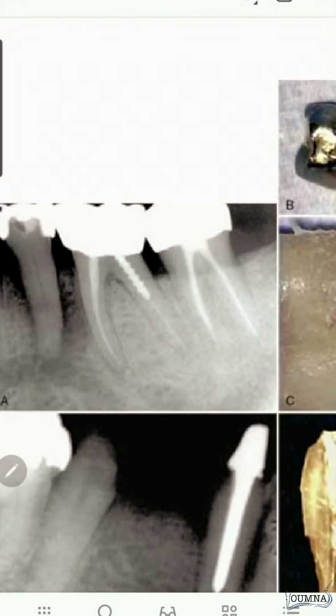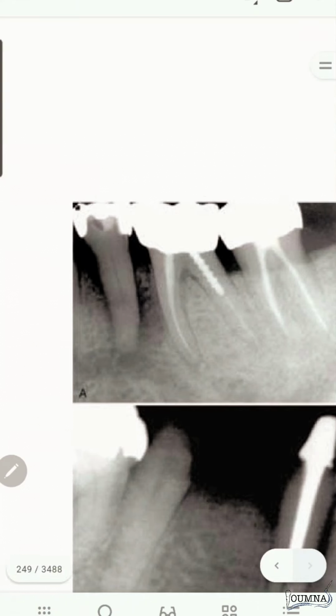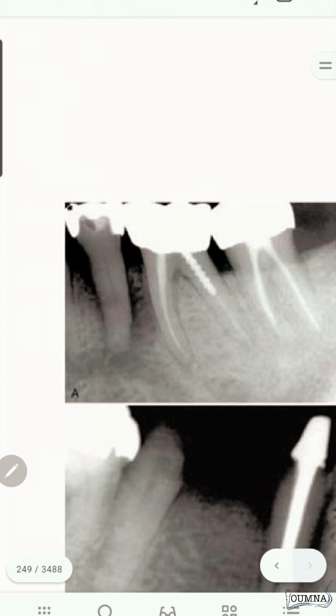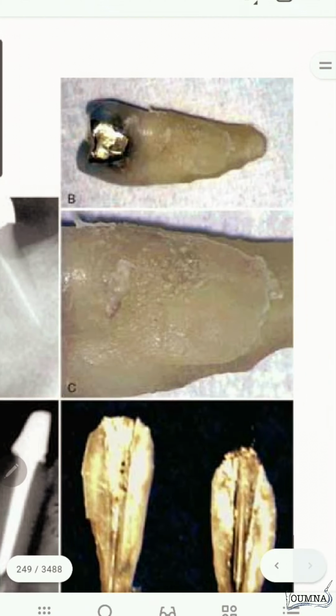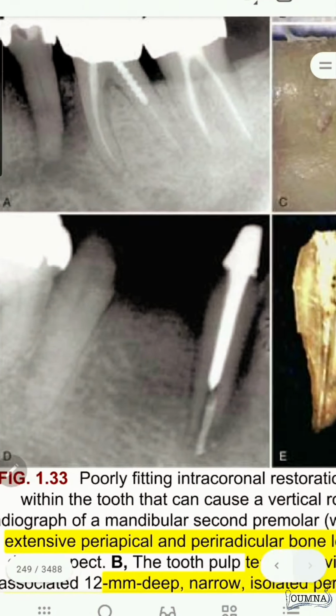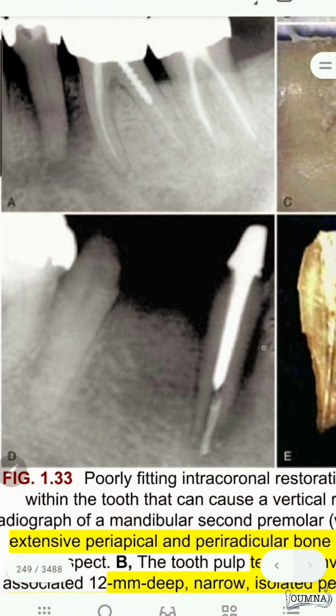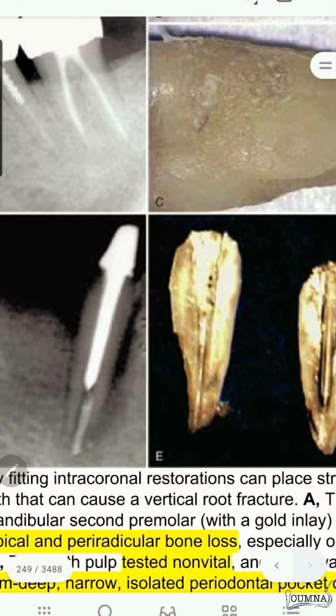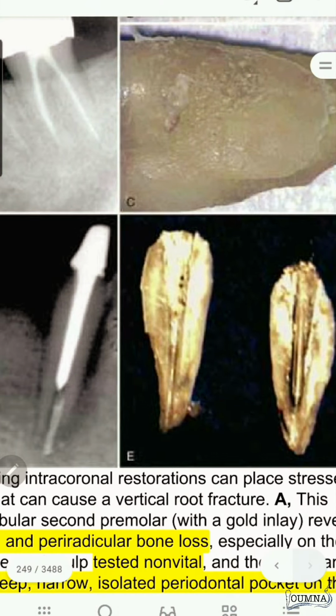Let's see this case. We have a second mandibular premolar with a gold onlay and a deep pocket, and the tooth was non-vital. After extraction, we can see that the vertical root fracture was on the distal side of the root. For the second case, we can see the deep pocket that is associated, the J-shaped radiolucency, and the long fit of a post. After extraction, the vertical root fracture was so obvious.